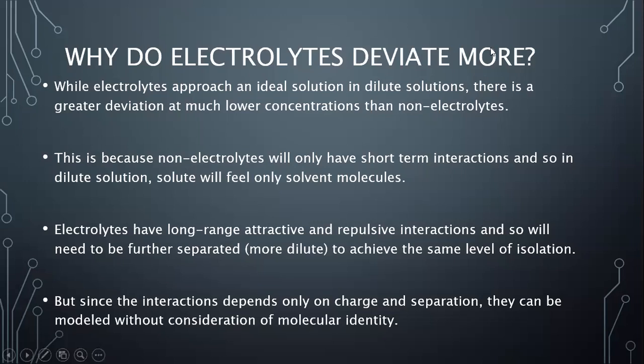Now, as I was saying, electrolytes have very long-range electrostatic attractive and repulsive interactions. So the cations will be repelling the other cations from much further away, and the cations will be attracting the anions from much further away. So we have to get them even more separated, even further away.